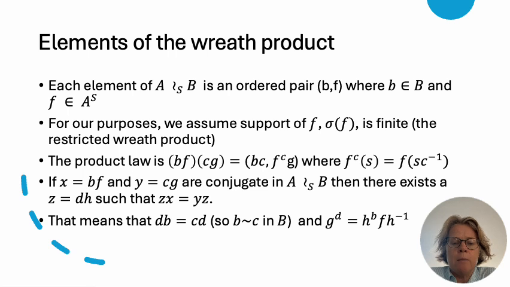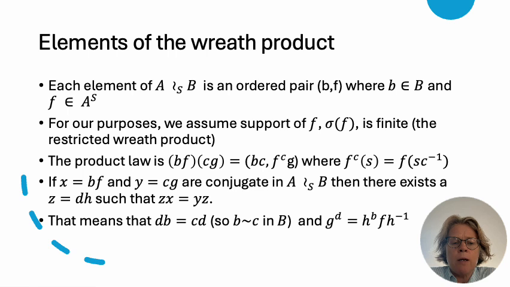So (b,f) combined with (c,g) gives us the element of B, bc, and the element of F, f^c g, where f^c for any element s of S is f(s c^-1).